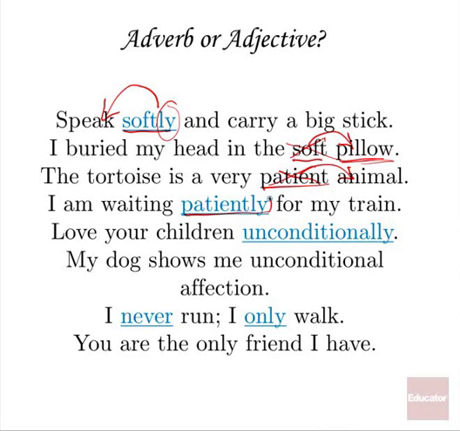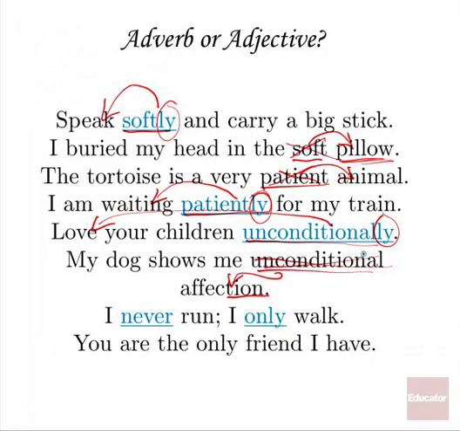I am waiting patiently, there's that ly ending, for my train. It's modifying waiting, which is a verb, so it has to be an adverb. It tells you how I'm waiting. How am I waiting? Patiently. Love your children unconditionally. In this case, it modifies the verb love. How should you love your children? Unconditionally. And once again, you've got the ly ending. Now, my dog shows me unconditional affection. Unconditional in this case modifies affection. That tion ending tells you that it's pretty much got to be a noun, which means that this has to be an adjective, so it's not an adverb.